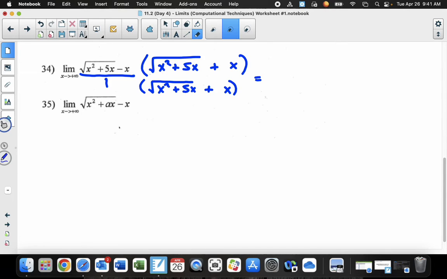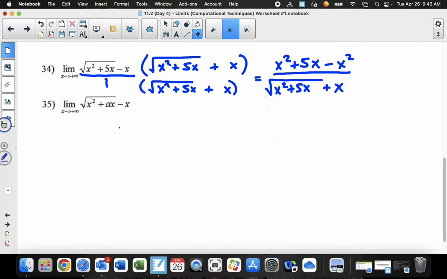So the square root times the square root goes away, you get x squared plus 5x. Negative x times a positive x gives you a negative x squared. There's your numerator when you multiply that out. And the denominator is just the conjugate, because you're multiplying by 1. So we have the square root of x squared plus 5x plus x. All right, so it's not a whole lot nicer. Matter of fact, it looks worse than what we started with. But now we're going to clean it up a little bit.